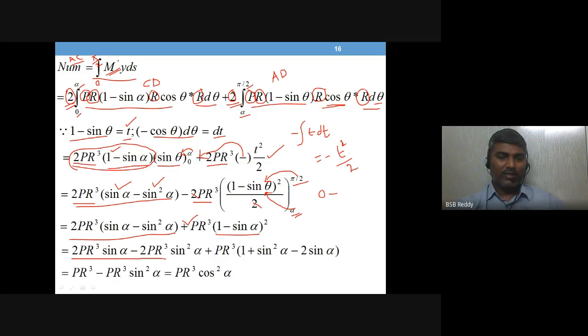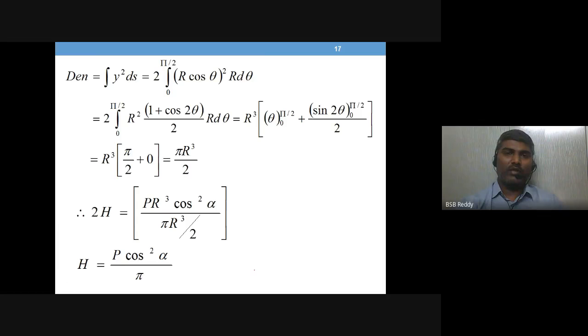Right, first term expanded, so 2 PR cube sent inside, then second term expanded, a minus b whole square, PR cube sent inside. So finally what you have is PR cube minus PR cube sine square alpha remaining from all these. Okay, right, so ultimately PR cube cos square alpha is the numerator value.